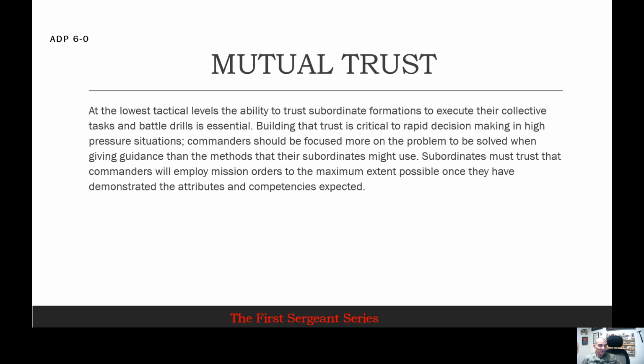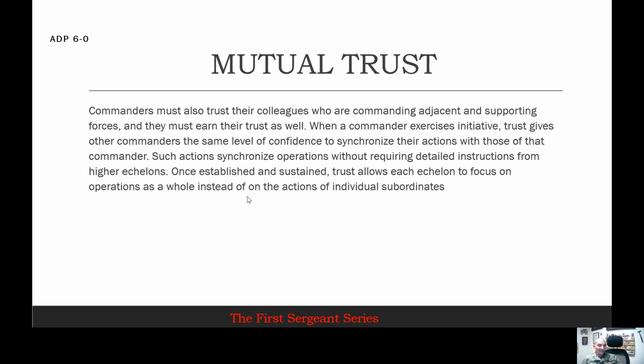Subordinates must trust that commanders will employ mission orders to maximize initiative when they have demonstrated the attributes and competencies expected. Commanders must also trust their colleagues who are commanding supporting forces. They must earn their trust as well, okay? When a commander exercises initiative, trust gives other commanders at the same level of competence the ability to synchronize their actions with those of that commander, okay? Such actions synchronize operations without requiring detailed instruction from higher echelons, okay?